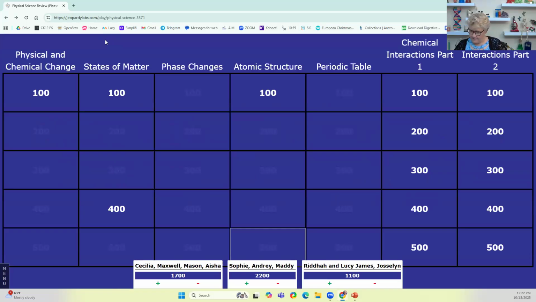All right, that was Rita. Now we go to Cecilia. You guys, you see these two over here? Nobody's picking the chemical interactions. You can see them on your screen, right? They just look a little scary. Go ahead, Cecilia.